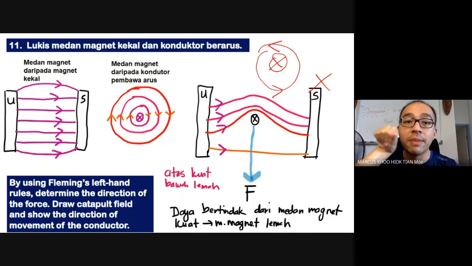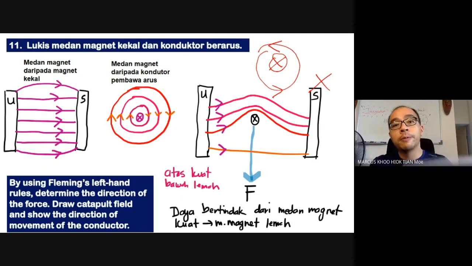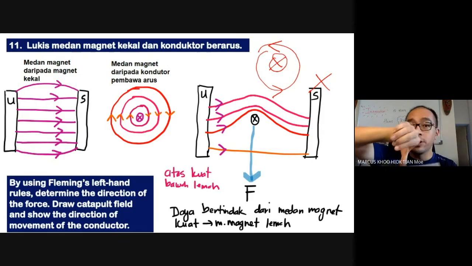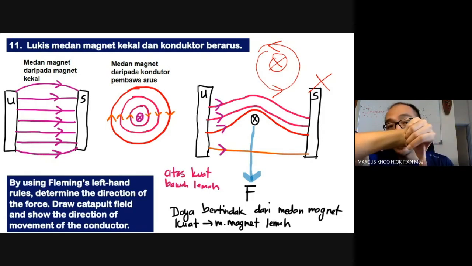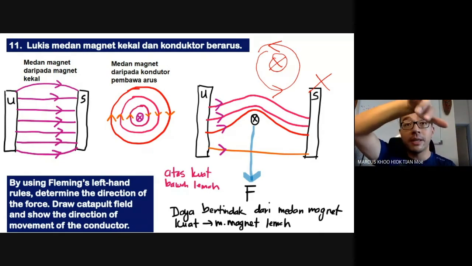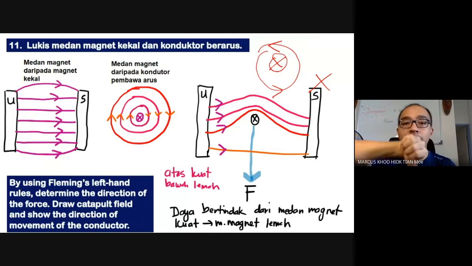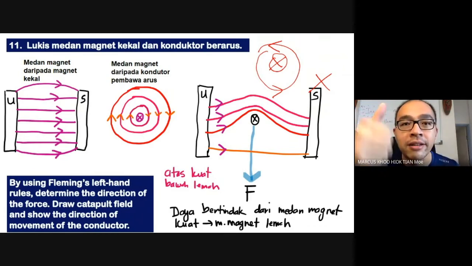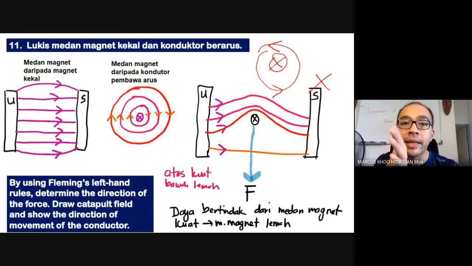X is going into the paper, into the screen. So if this is your module, it should be going this way. And then what you should be drawing is a clockwise direction, because your fingers are impossible when you do it like this, it will be reversed. This is called the right hand grip rule, not a right hand curl rule.